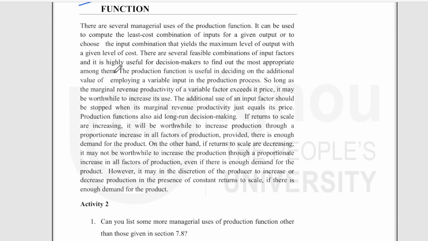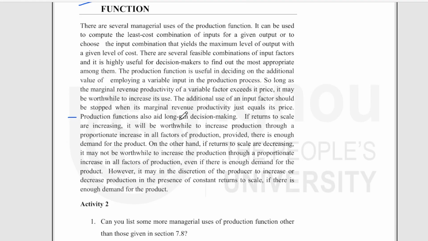The production function is useful in deciding on the additional value of employing a variable input in the production process, so long as the marginal revenue productivity of a variable factor exceeds its price. It may be worthwhile to increase its use. And the additional use of an input factor should be stopped when its marginal revenue productivity just equals its price.